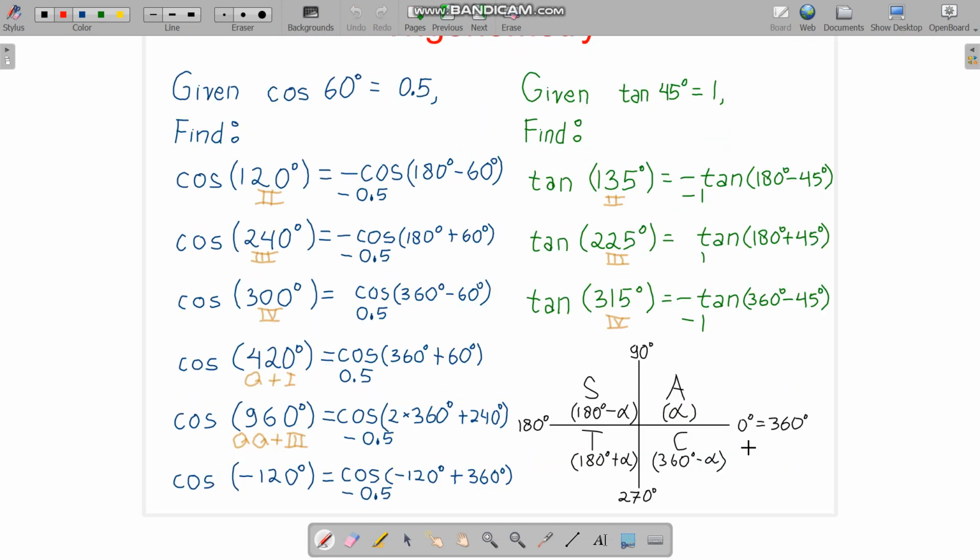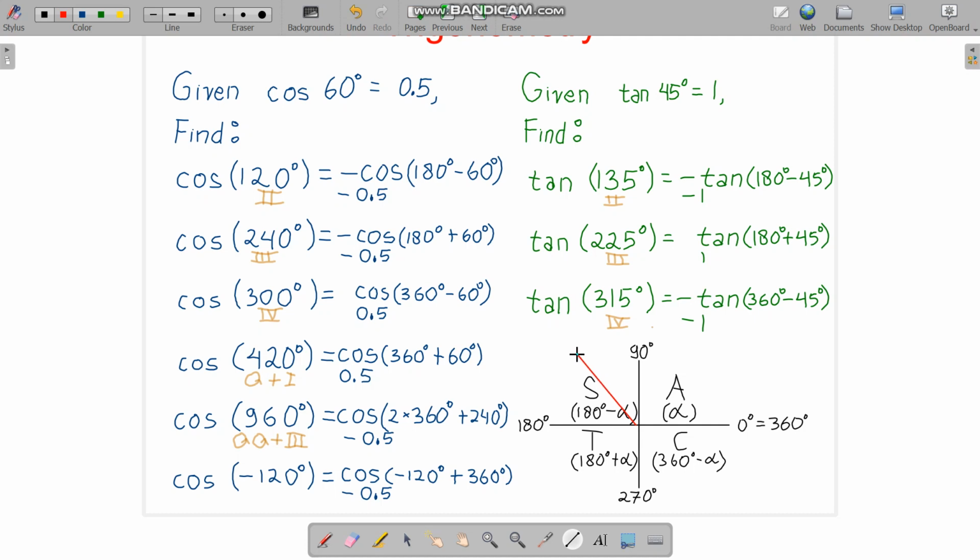And now, given cos 60 degrees equals 0.5, if you want to find cos 120 degrees, first of all, 120 is between 90 and 180, because 120 degrees is around from this positive x-axis, this is 120. So 90 plus 30, so it's around here. So it's in the second quadrant.